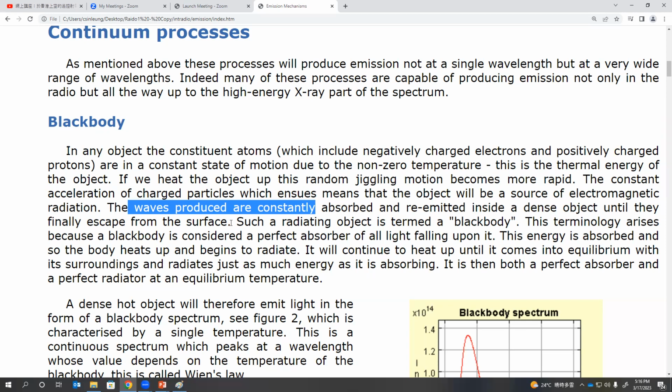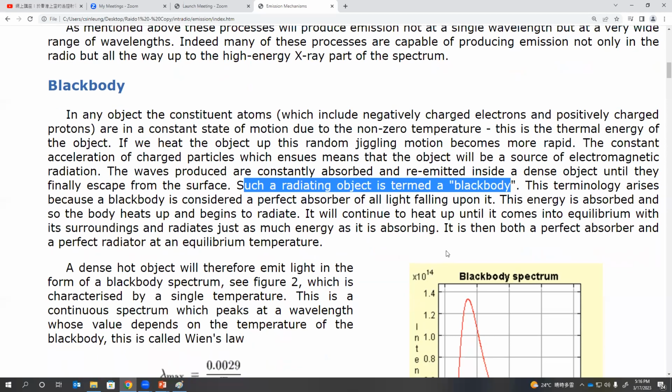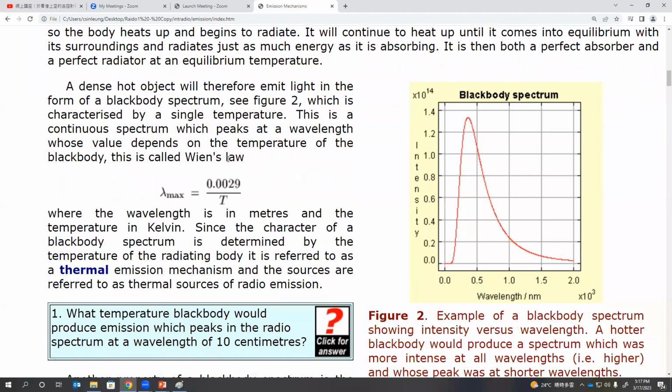And such radiation, we call it, I should say in this way, these cases until they get to equilibrium, and this method is called, or we term it, blackbody radiation. And we usually use this type of emission mechanism to explain, for our optical astronomy, the surface temperature of the star. And why? Okay, maybe look at the graph, much better.